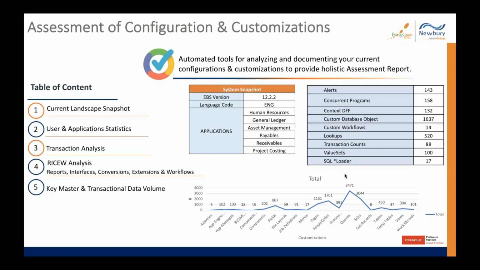The assessment report will give you a current landscape snapshot: what modules you are using, in what detail, what your e-business suite version is, what your database version is, and so forth. If you are a global customer, it will also get you information like what languages you are using. It gets you user and application statistics. It will also give the transaction analysis, in terms of what kind of transactions you are using and what the volume is. Very importantly, it will get all the custom extension details: the reports, interfaces, extensions, the workflows, and so forth, and not just the count.